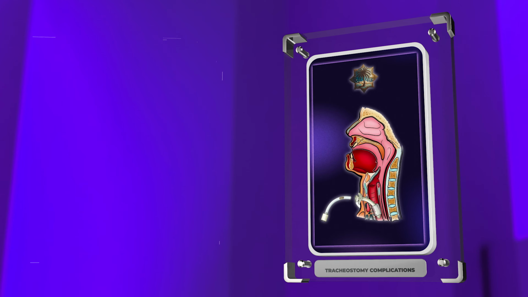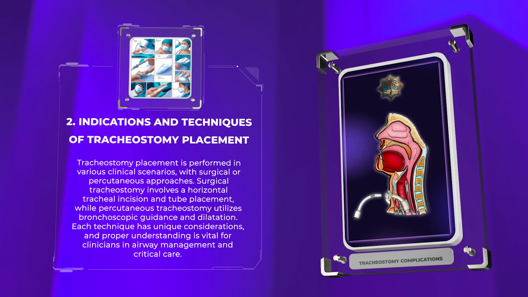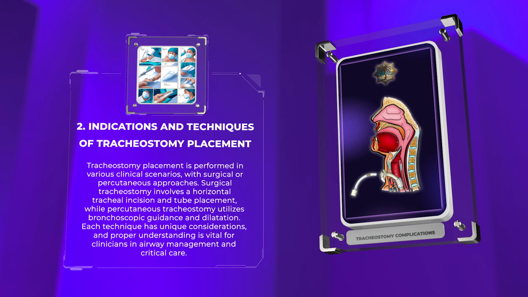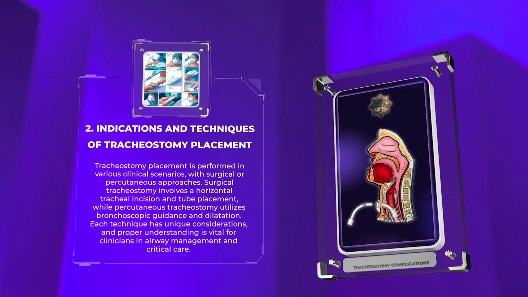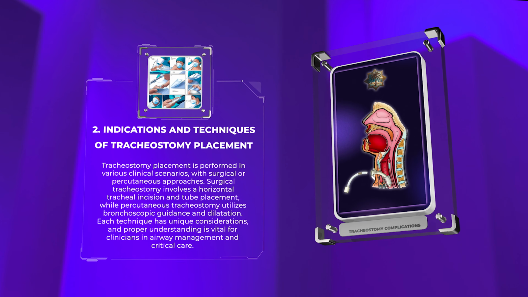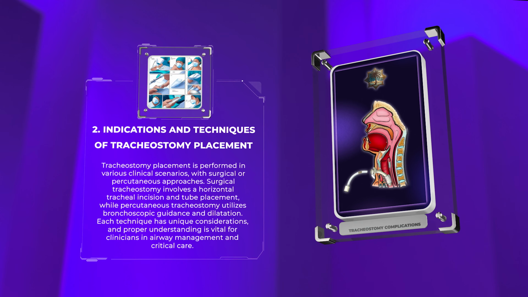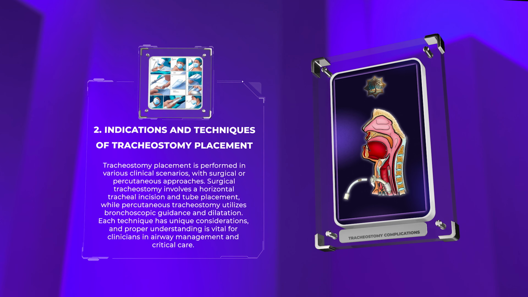Tracheostomy placement is performed in various clinical scenarios, with surgical or percutaneous approaches. Surgical tracheostomy involves a horizontal tracheal incision and tube placement, while percutaneous tracheostomy utilizes bronchoscopic guidance and dilatation. Each technique has unique considerations, and proper understanding is vital for clinicians in airway management and critical care.